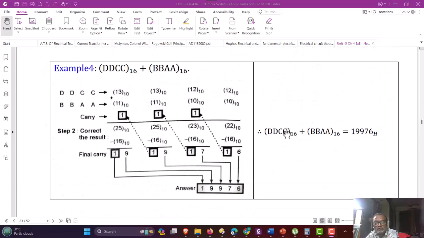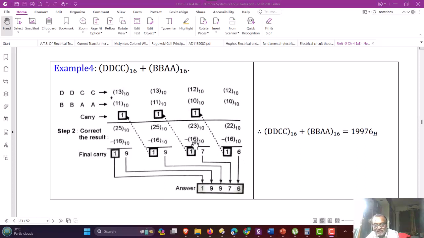Example 4 shows 4-digit hexadecimal addition. Students are recommended to go through the procedure. It is the same. When the number is greater than or equal to 16, it needs correction. So when the sum is greater than 16, you have to subtract 16 from it and generate a carry to the next column. The subtraction will be continued to the final result.